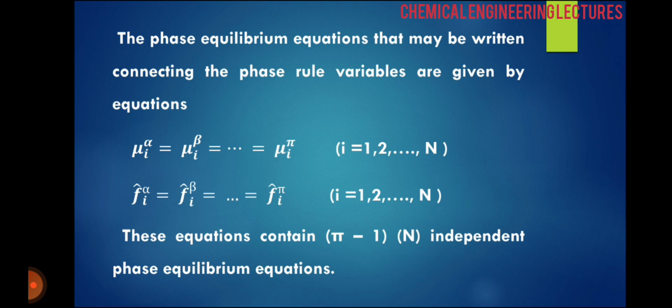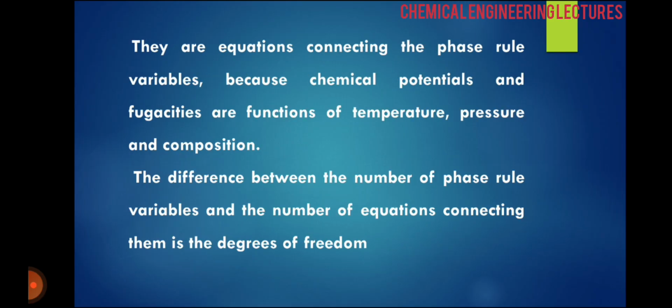Here the fugacity and the chemical potential are the equations we are writing. These are equations connecting phase rule variables because chemical potentials and fugacities are functions of temperature, pressure and composition. So the difference between the number of phase rule variables and the number of equations connecting them is nothing but the degrees of freedom.